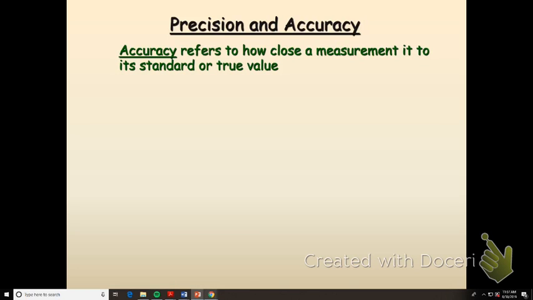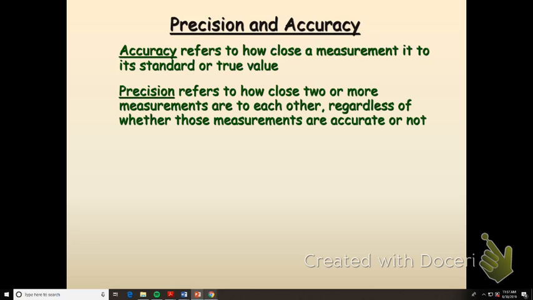Accuracy refers to how close a measurement is to the standard or true value, so your correct answer, versus precision refers to how close two or more measurements are to each other, regardless if those measurements are accurate or not. So normally I like to show this with targets or with numbers. So remember, accuracy is about decimal places. So like if I had 0.3320, that's accuracy, a lot of decimal places. Well, precision is if I measured something like 0.3, then I said 0.35, and then 0.31. They're all pretty close to each other, okay?